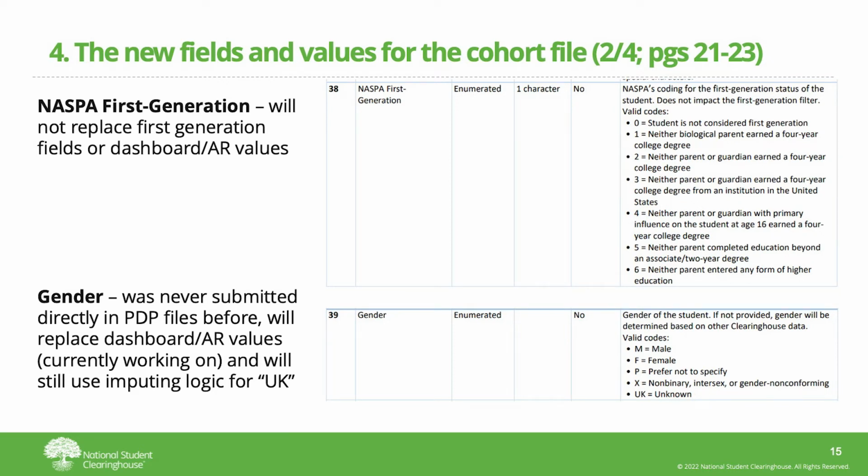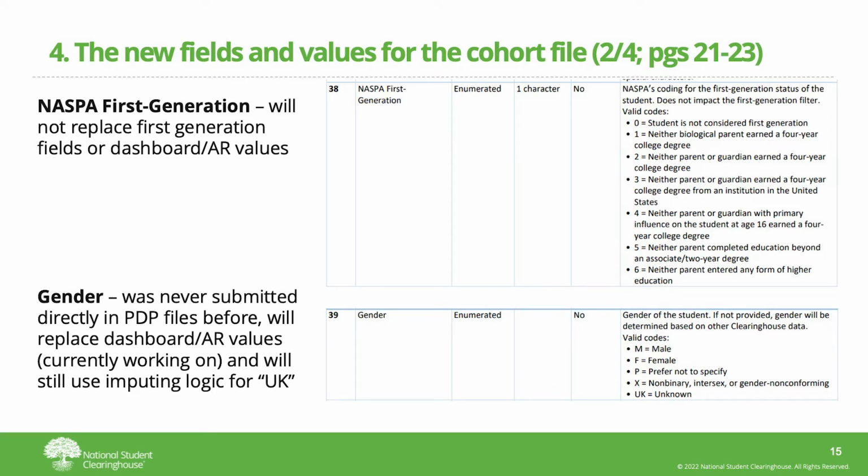So again, this is an enumerated field. Enumerating always means that those values that we provide in this box over here are the only ones that you can provide. So 0, 1, 2, 3, 4, 5, and 6 would all be fine. Anything other than that would potentially cause the file to fail.